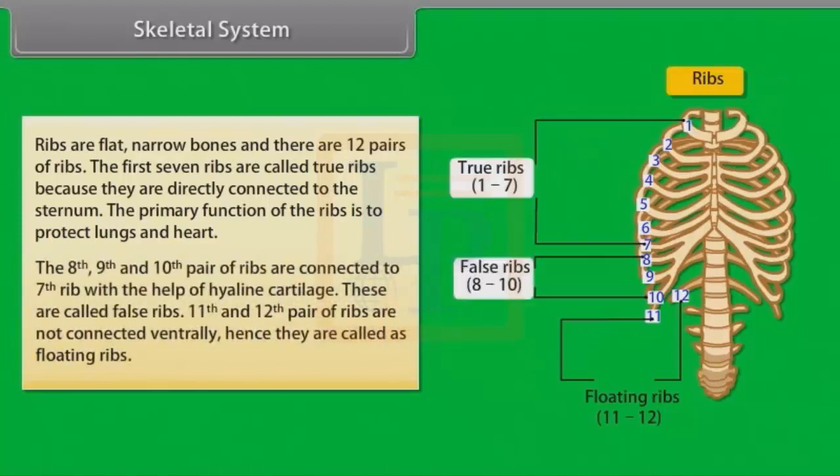The 8th, 9th and 10th pair of ribs are connected to the 7th rib with the help of hyaline cartilage. These are called false ribs. The 11th and 12th pair of ribs are not connected ventrally. Hence they are called floating ribs.